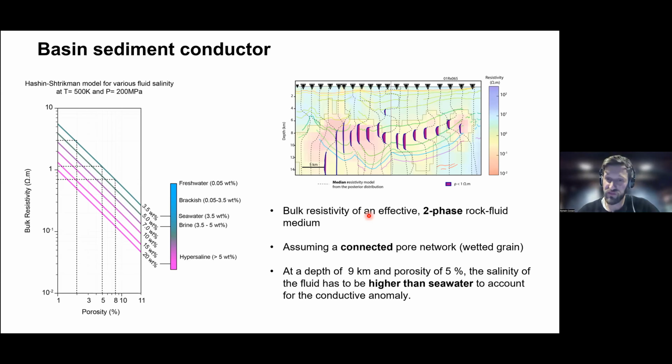So how is it possible to enrich a fluid in saline elements at these depths, considering that these sediments were deposited in a marine setting, so seawater?